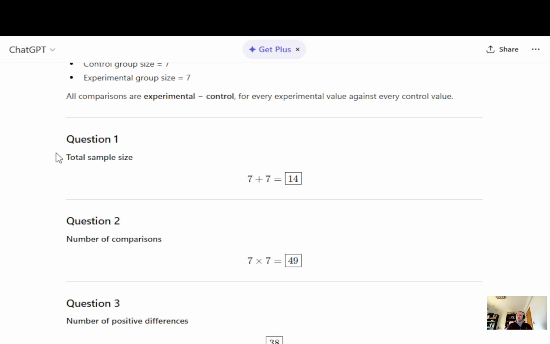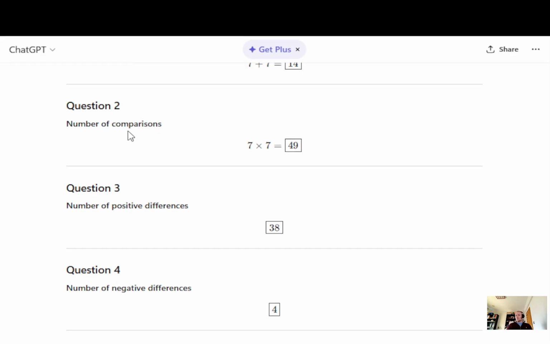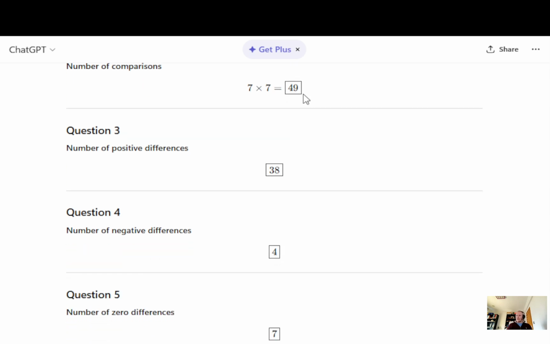Question 1 was: what's the total sample size? 7 and 7 equals 14, correct. Question 2: number of comparisons. Well, 7 values in the control times 7 values in the experimental, because we compare each value to each value. What is that? 49 comparisons, correct.